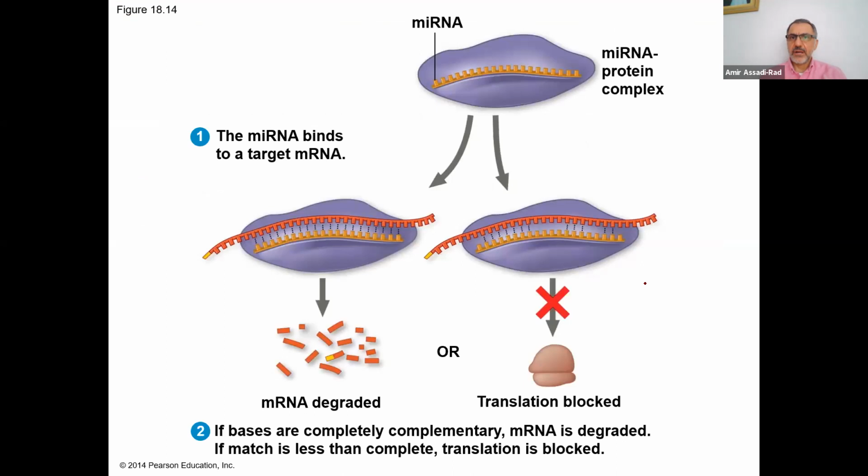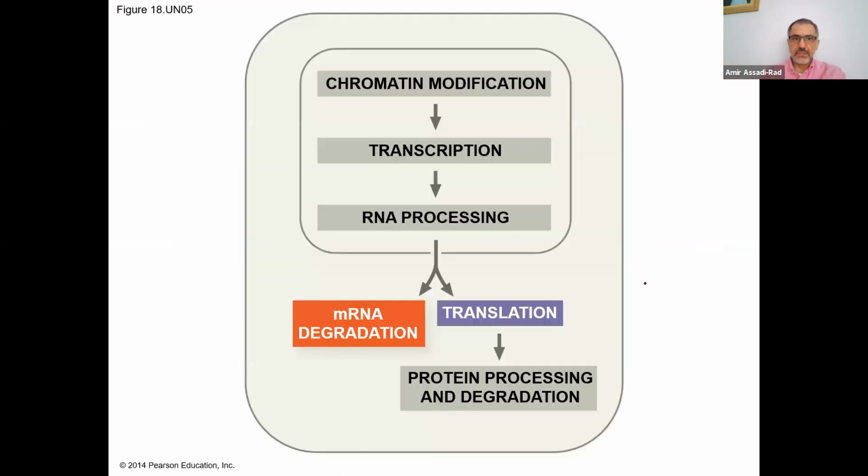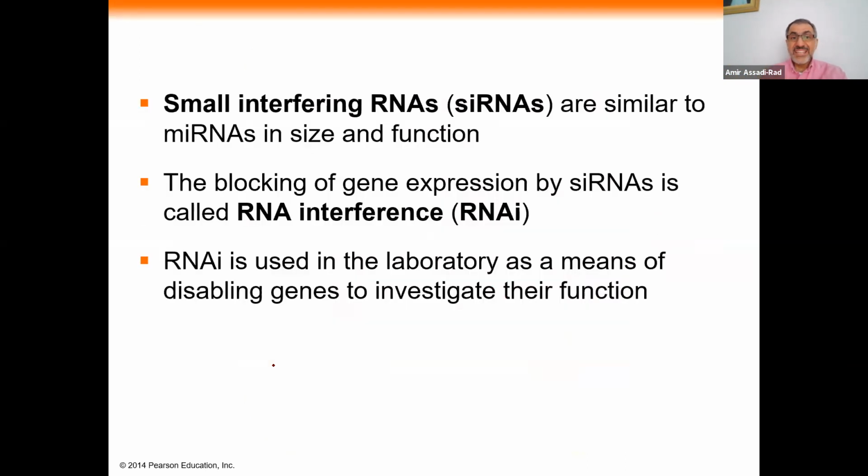Here it is, the microRNA protein complex, and here they are showing you how they can be degraded and so on and so forth. So at the mRNA level, degradation control, we're talking about gene control at the mRNA level. Small interfering RNA, siRNA, are similar to microRNA in size and function, and the blocking of gene expression by siRNA is called RNA interference, or RNAi. So that is a good thing to know for quizzes and exams.